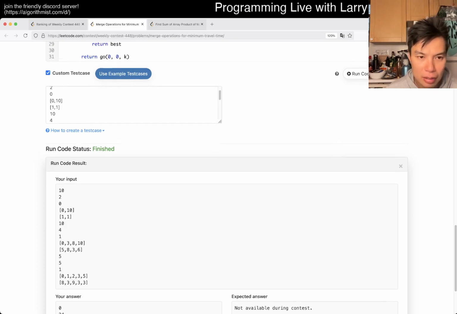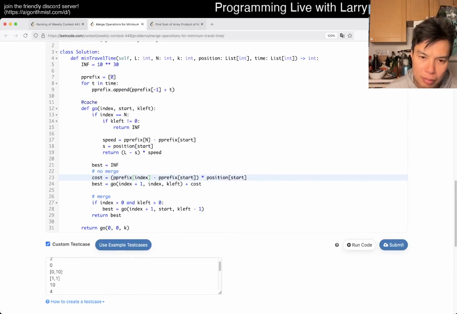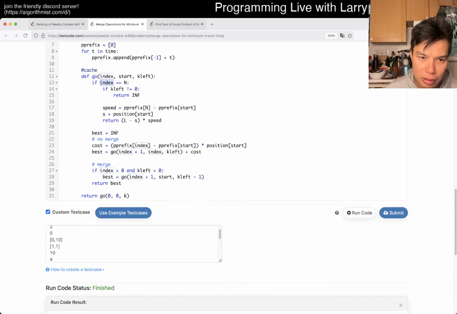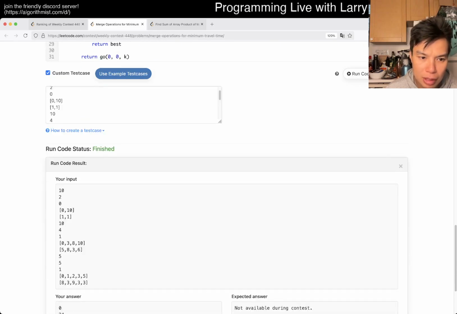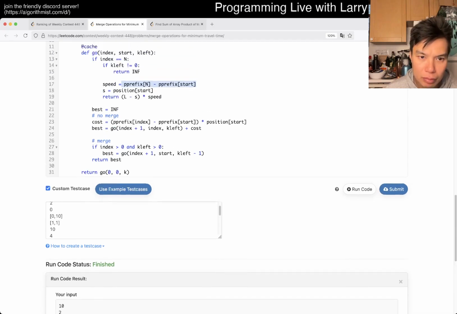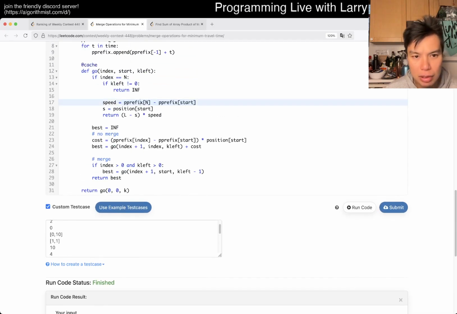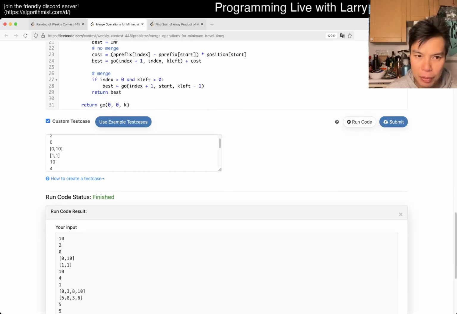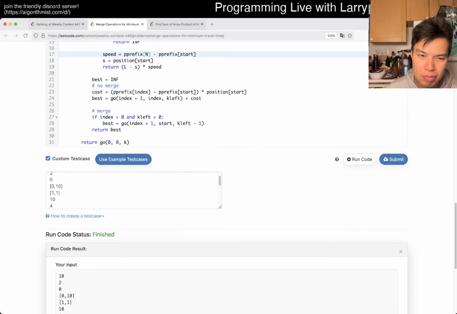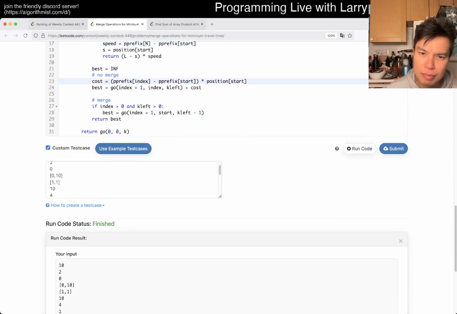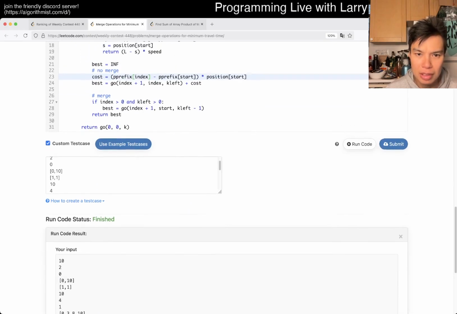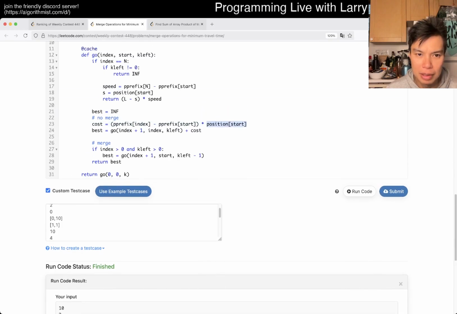Okay, and then the base case is wrong in here, right? So the speed is equal to the sum of that. Is that right? No, this is, well, no, that should be right. But this assumes that we merge. Is the no merge wrong? The no merge seems wrong. We want actually to go this distance, right? Also, this is wrong. I don't know what position start means. Maybe this is wrong too.